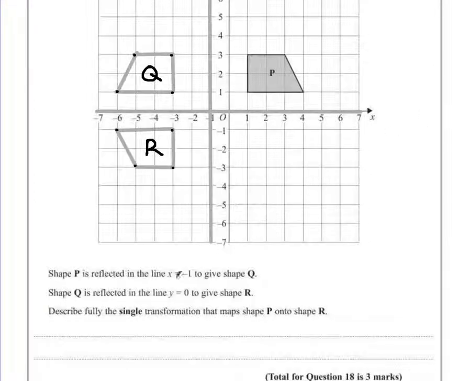Now, to earn our final marks for this, it says to describe fully the single transformation that maps P onto R. So one single transformation, so it's not two reflections. So one thing we should notice is this is turned round 180 degrees. So what we have here is a rotation.